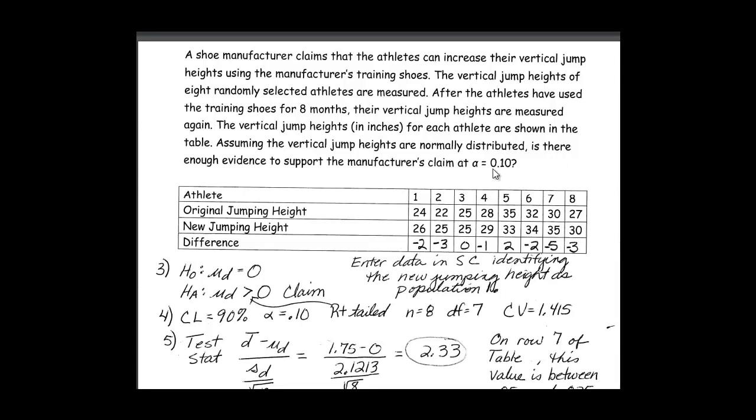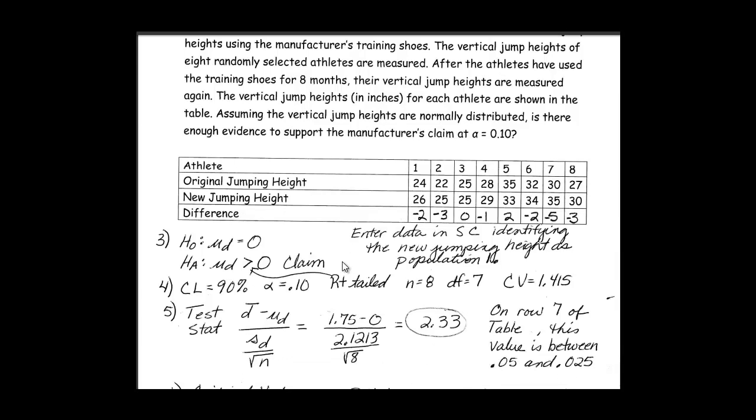So this is the first time we've had a 10% alpha. Okay, so our information in MyMathLab, you would get something very similar to this, but you probably wouldn't have this row for differences. Our original jump height, the manufacturer is assuming the original jump height will be less than the new jumping height. So I want us to be aware of that when we set up and put information into StatCrunch.